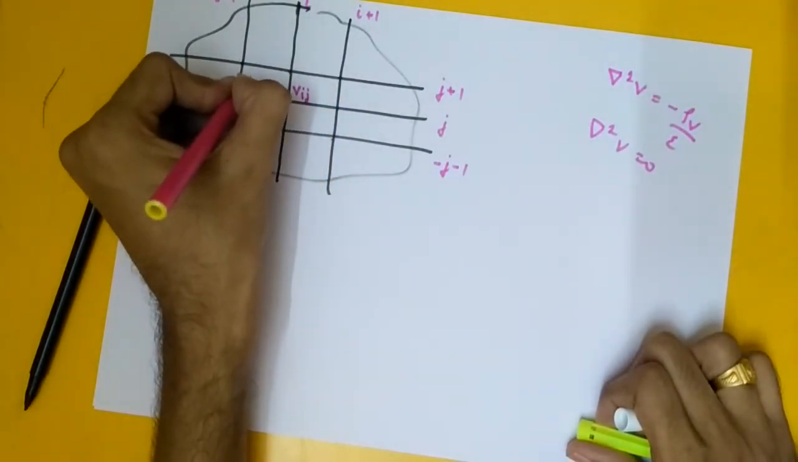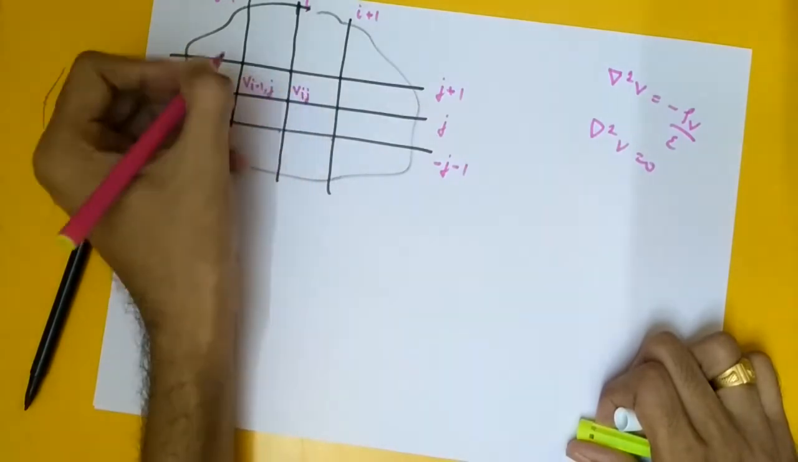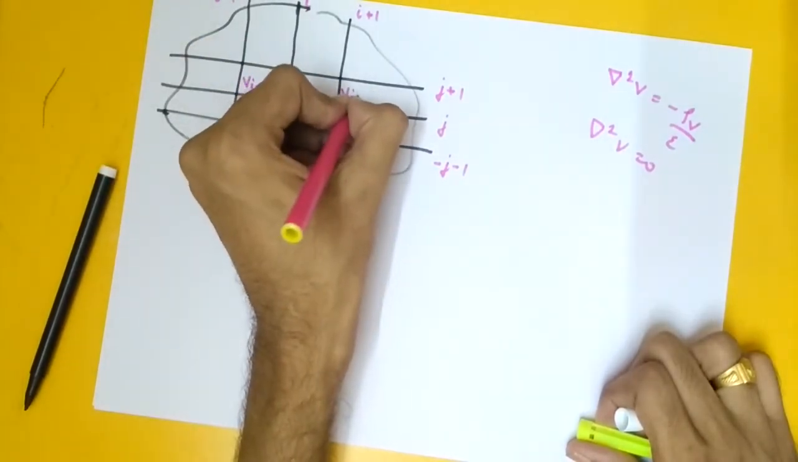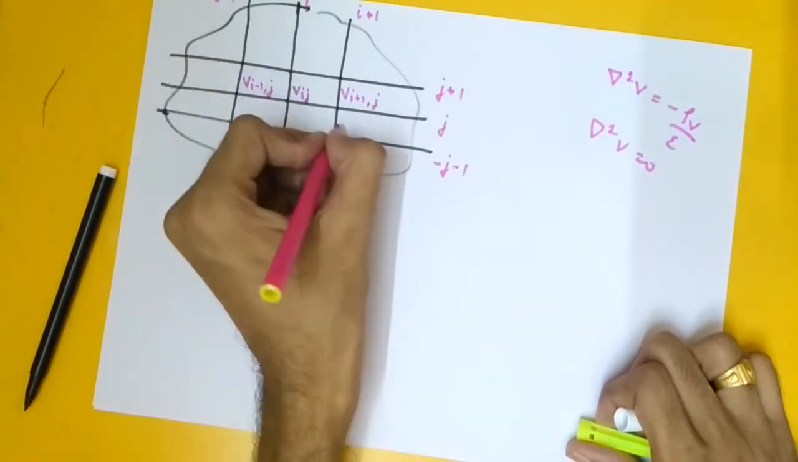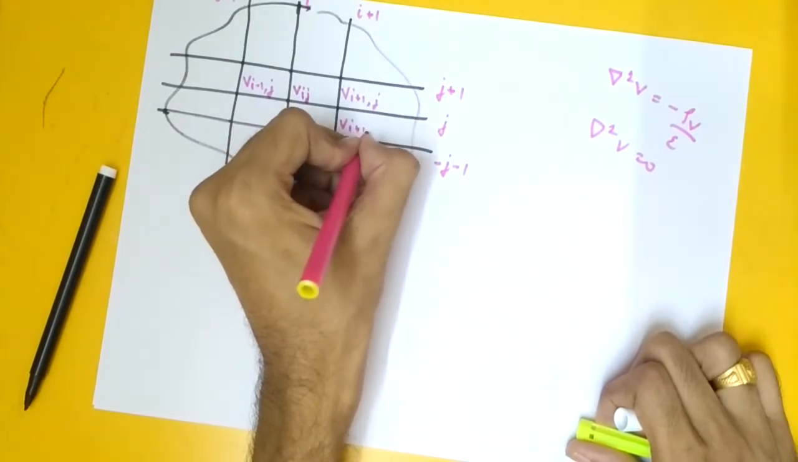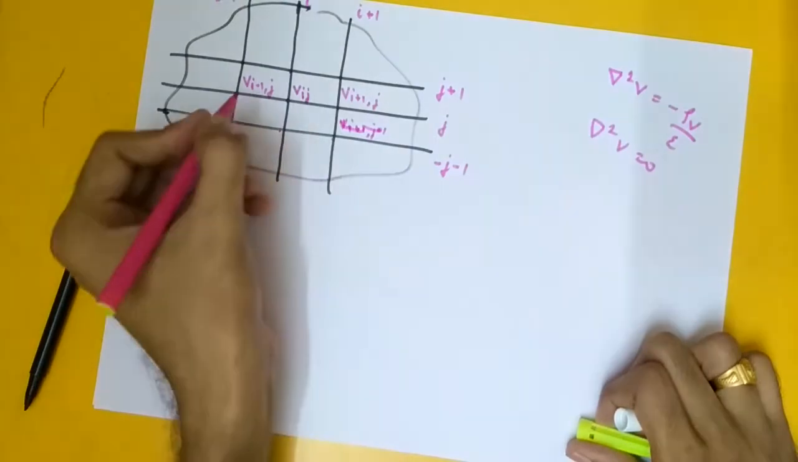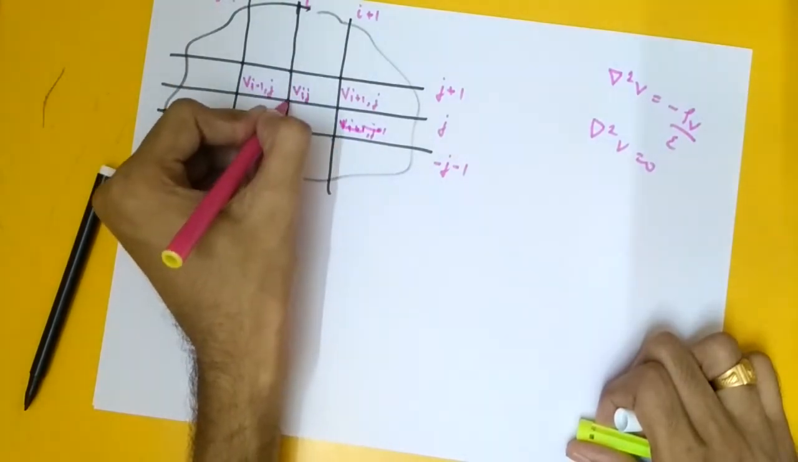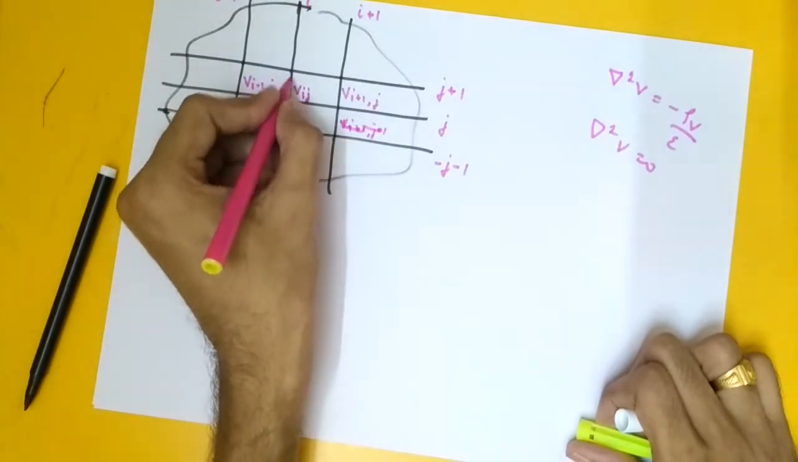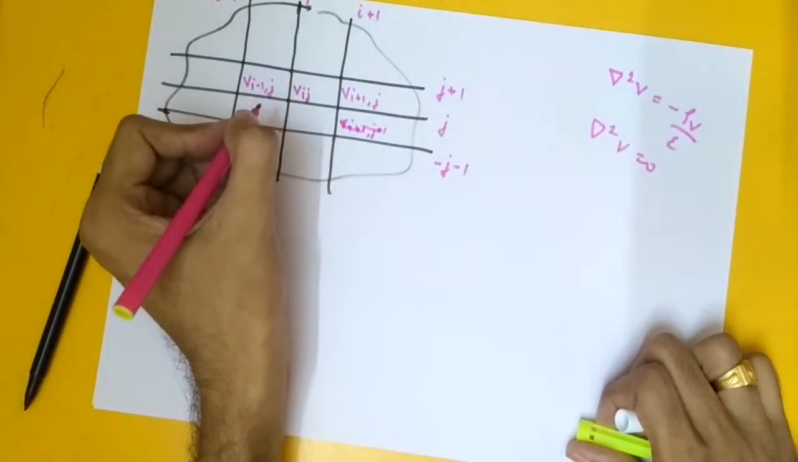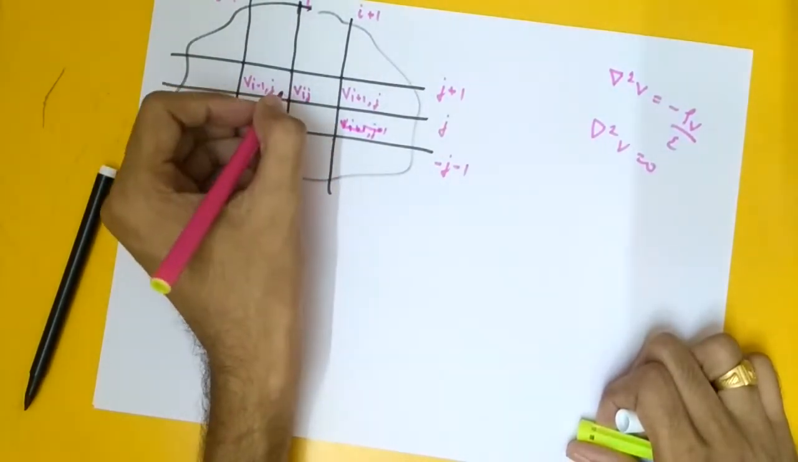So what will this be? V i minus 1 comma j. What will this be? V i plus 1 comma j. What will this be? V i plus 1 comma j minus 1, and so on. Now we'll just name the neighboring points of V i j. Let's say we want to first find V i j, and why I'm taking only the neighboring points will be clear when I'm at the end of this part.